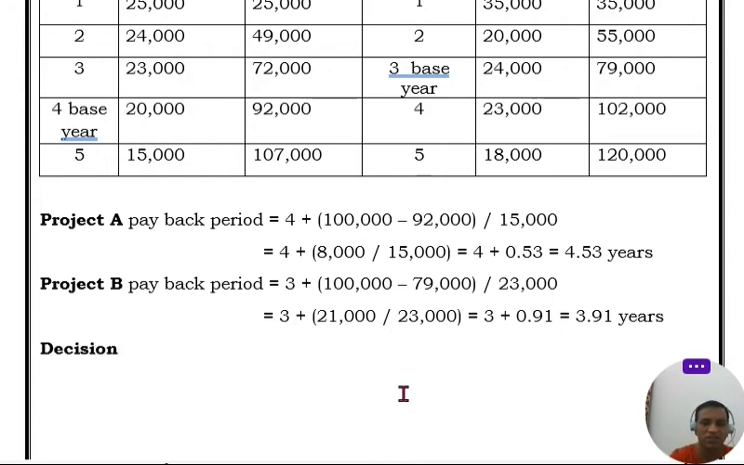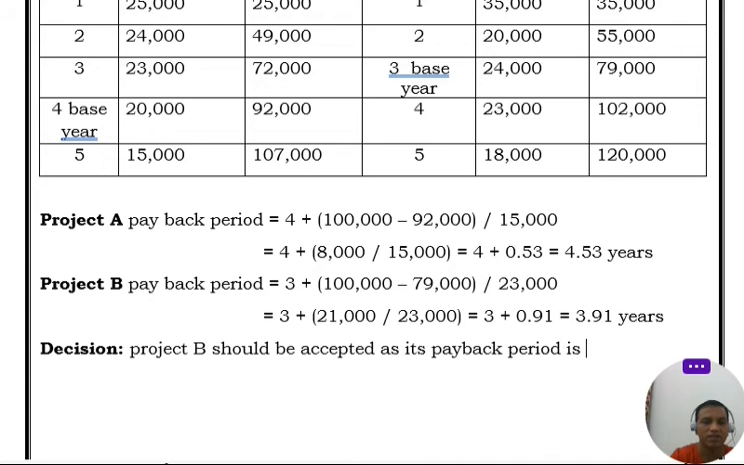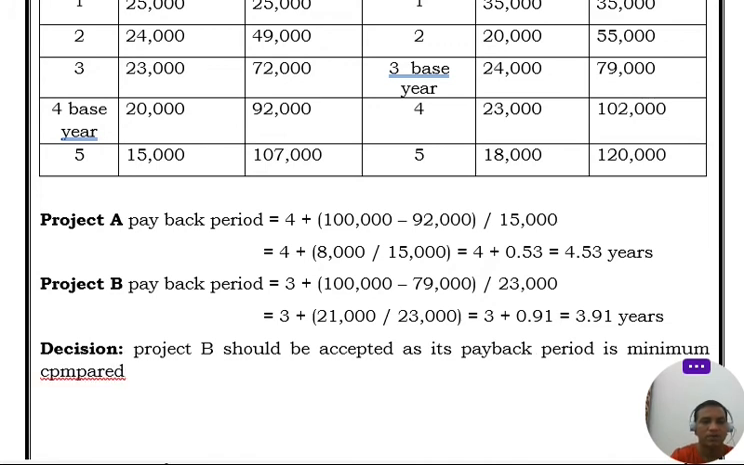Decision. Let me write the decision here. Project B should be accepted as its payback period is minimum compared to project A. So since project B has the least payback, it should be accepted.